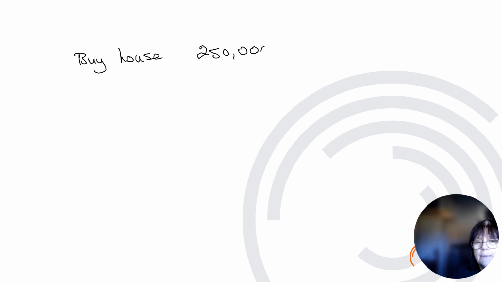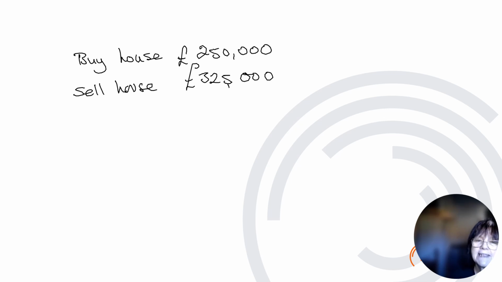Let's look at another one. This time we're going to make a percentage profit. So you buy a house for £250,000. You sell the house a couple of years later for £325,000. So what we want to know is what percentage profit we've made. Again, we do the difference divided by the original times 100.